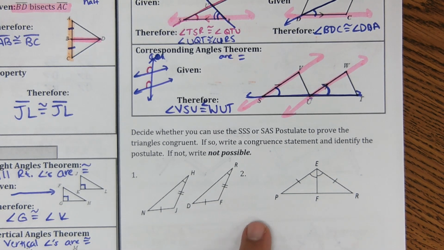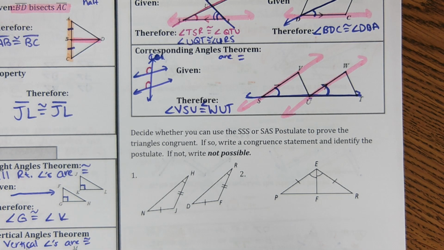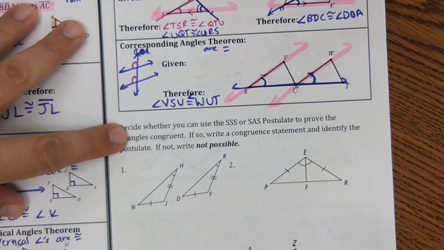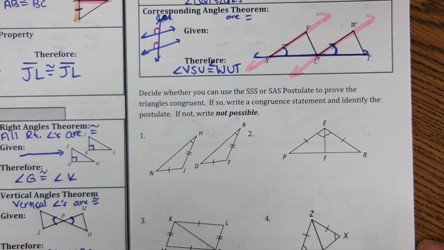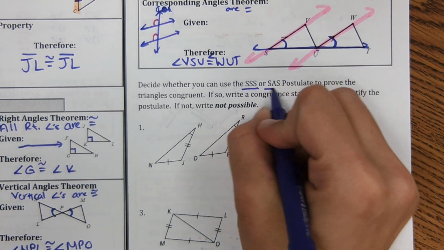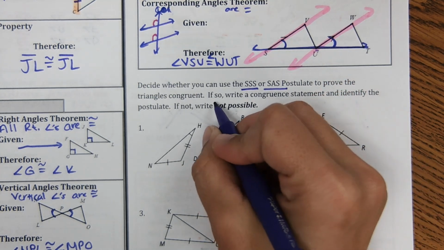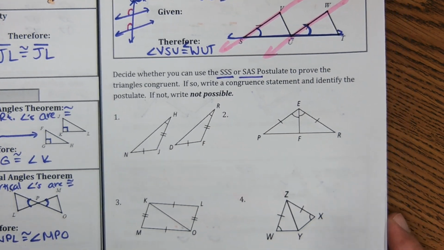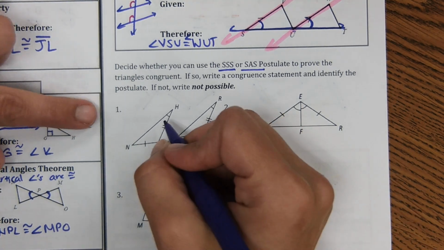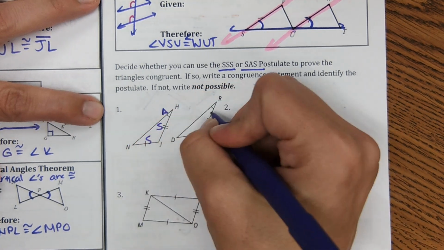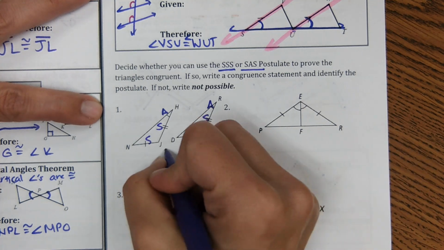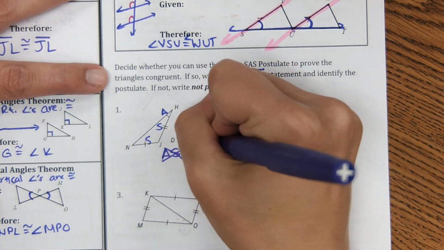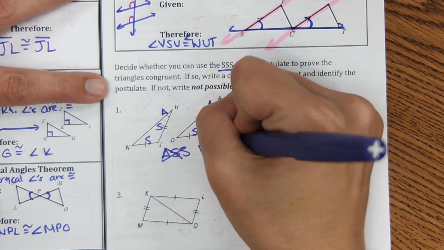Okay, and then down here, we're going to apply some of these concepts to these drawings. It says, decide whether you can use side, side, side, or side, angle, side postulate to prove the triangles are congruent. It's the same thing we were doing last week. Either side, side, side, or side, angle, side this time. If so, write a congruence statement and identify the postulate. If not, write not possible. So for number one, we have angle, side, side, which makes ASS, which isn't a congruence postulate. So this would be not possible. They might be congruent, but we can't prove it.